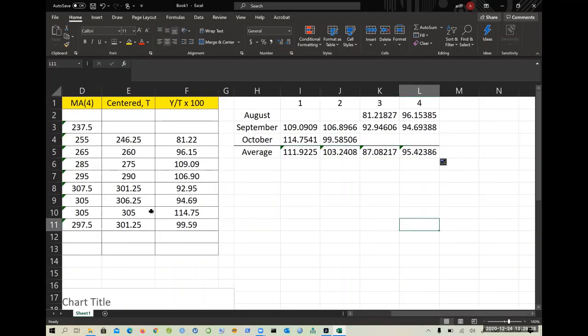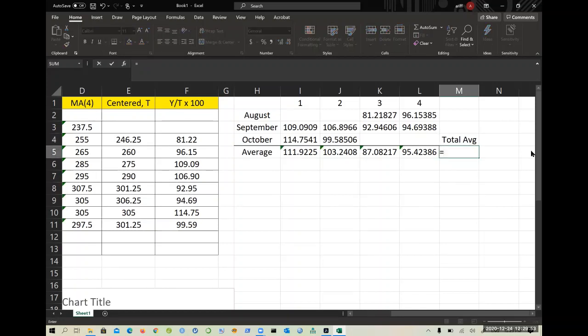Okay, so once you have calculated the average, remember that you need to next calculate the total average. The total average is simply the sum of all the average values. So you just sum all these average values, and you want it to be equal to 400. This one is supposed to be 100, 100, 100, 100. So you want it to be 400, but right now it's not equal to 400.